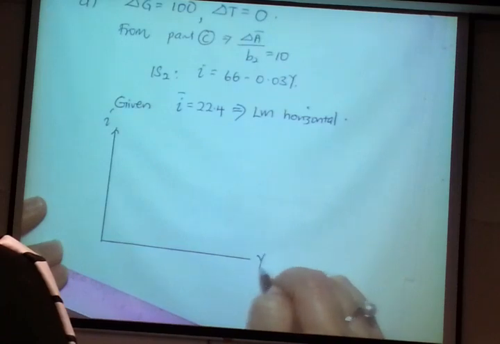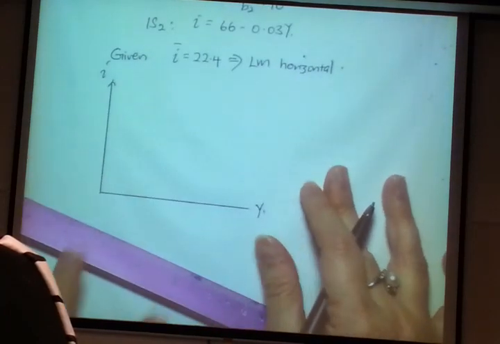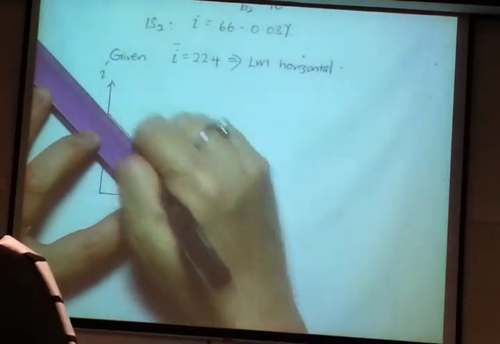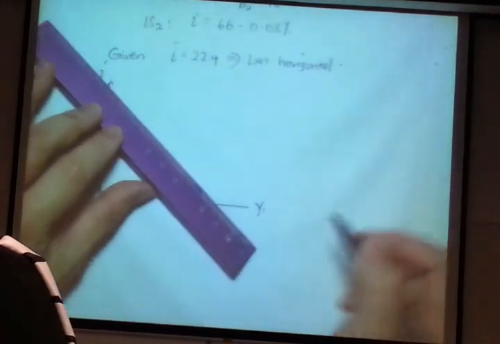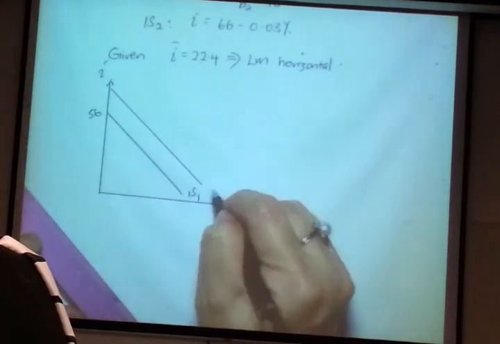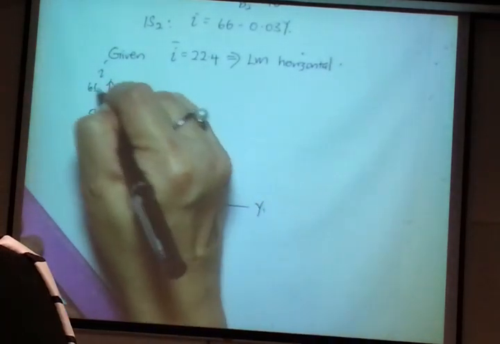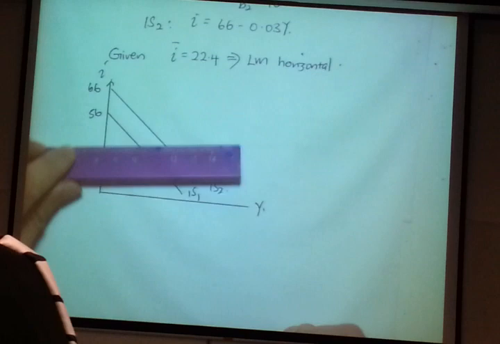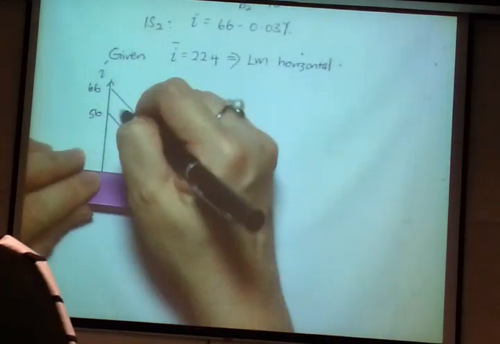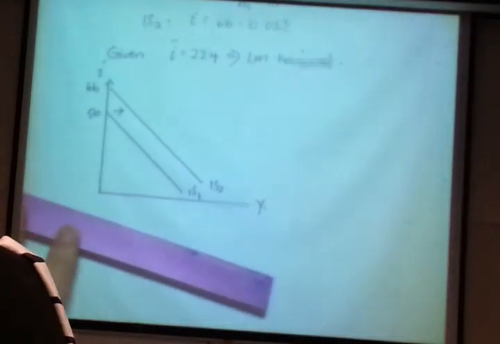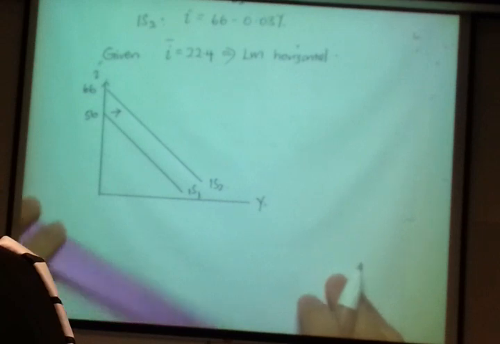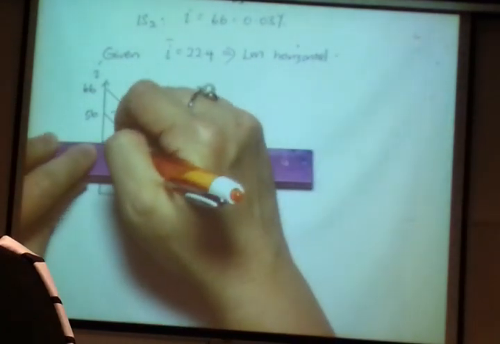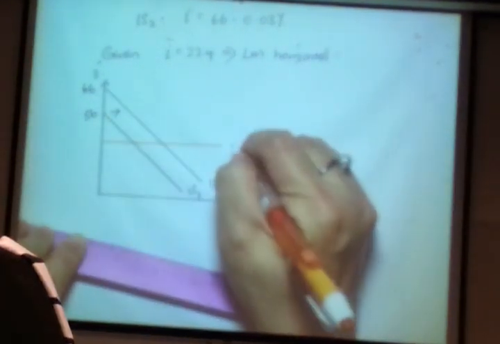This is a quick recap of what we did last week on page 27. Initially, we had our IS1, intercept was 56. Now we have our IS2, intercept was 66. In this case, we know government spending went up, shifting the IS. But what the question wanted in part D is to tell us that the LM is actually horizontal.